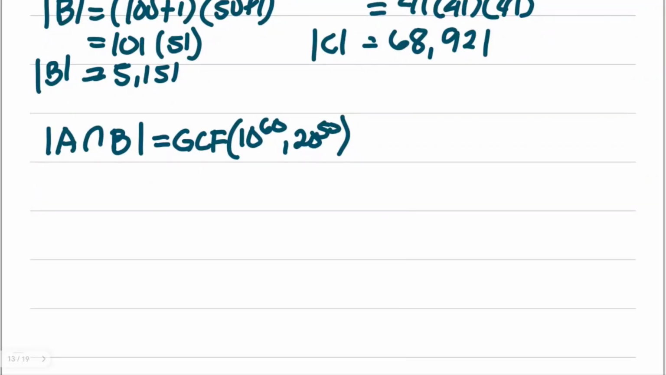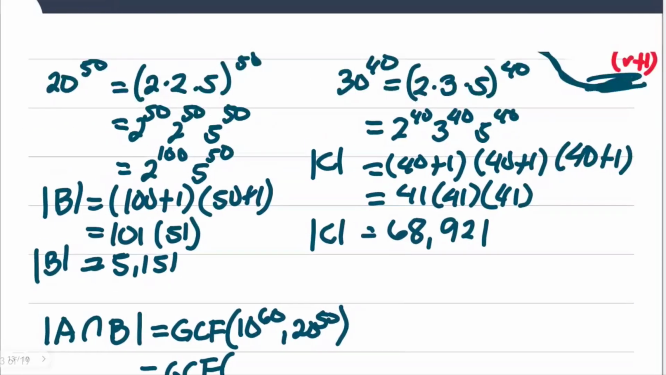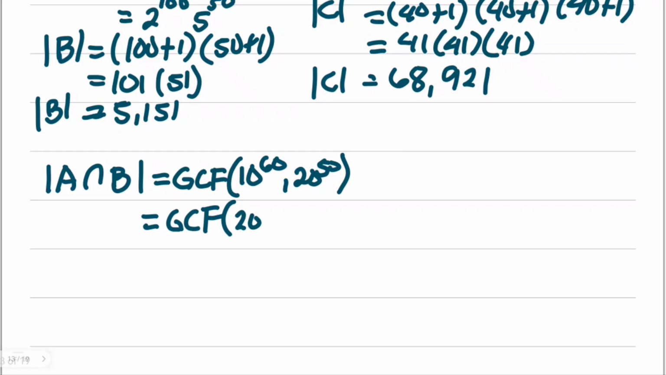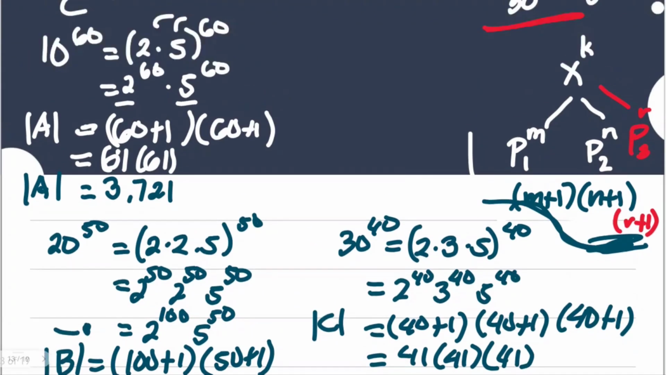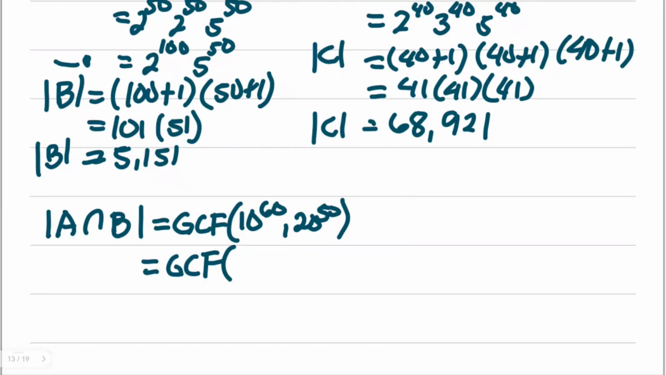So the GCF here, we know that in exponentiation, the exponentiation of 10 to the power of 60 is 2 to the power of 100 times 5 to the power of 50. That is for B, actually, my bad. For A it was 2 to the power of 60, 5 to the power of 60. Okay, 2 to the power of 60, 5 to the power of 60, then 2 to the power of 100 and 5 to the power of 50 for our B.